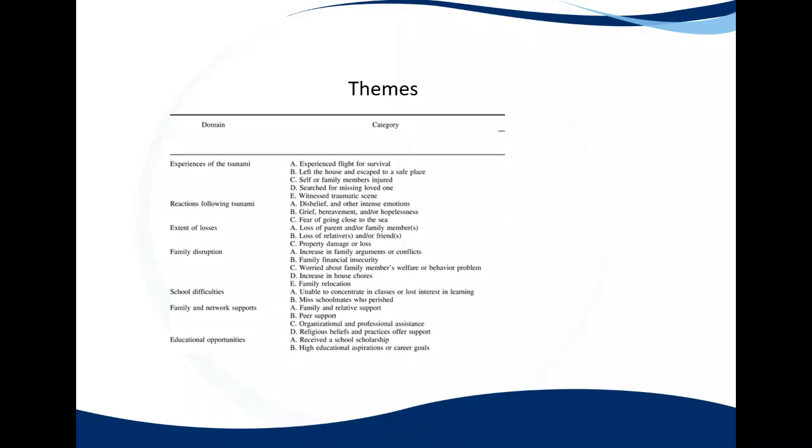So you need to know, what do you mean by reactions following the tsunami? What do you mean by extent of losses? If that's a theme, what does that theme mean? So what do you mean by extent of loss? Loss of a parent, family, I lost family members, or just one family member, loss of a relative. And you can think even of replacing experiences of the tsunami with experiences of COVID-19.